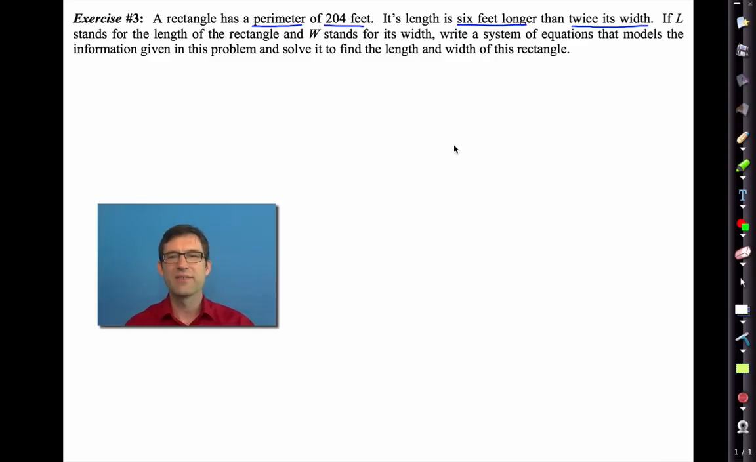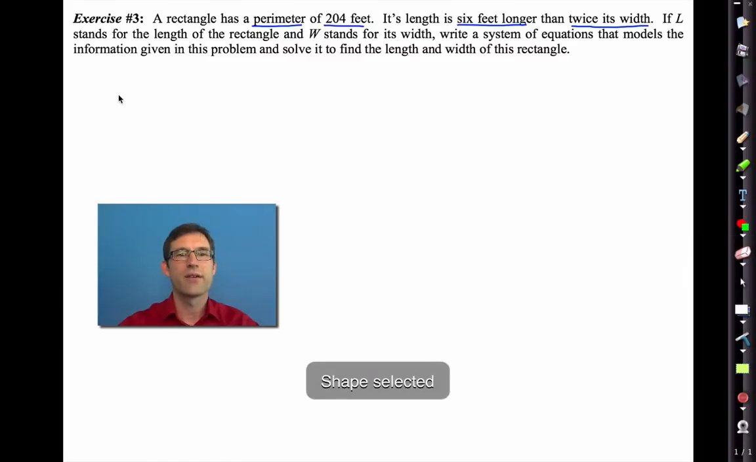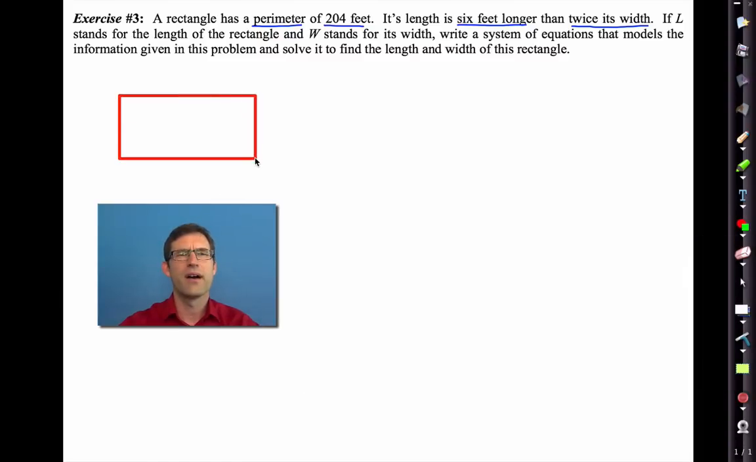All right, let's go through it. So, let's see if I can get a rectangle. Here's a rectangle. Okay, so I've got a rectangle. Let's see, the length is 6 feet longer than twice the width. So the width is the shorter one and the length is the longer one. So we'll just label them like this.